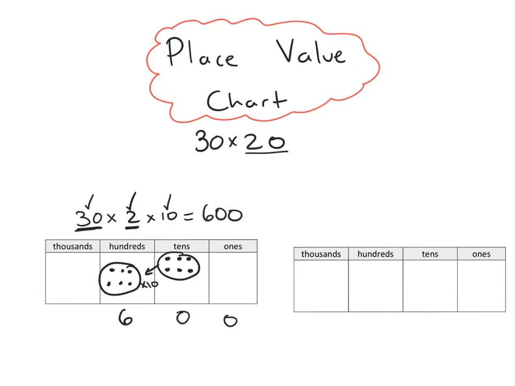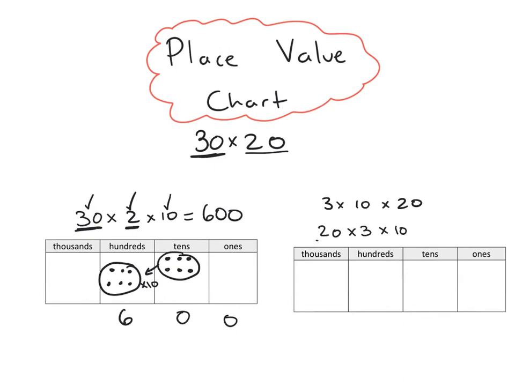Another way I can solve this problem is to decompose the first number, 30. I can look at 30 as 3 times 10 and then multiply that by 20. I'm going to use the commutative property to rearrange these numbers so that it's a little easier to show this with the place value chart. I'm going to put 20 first, then multiply it by 3, and then multiply it by 10. So we have the same problem, just written in a different order.